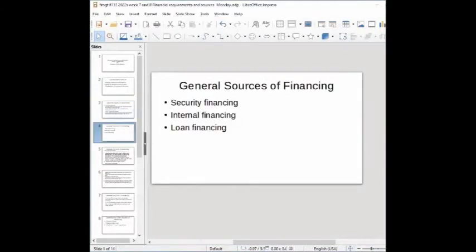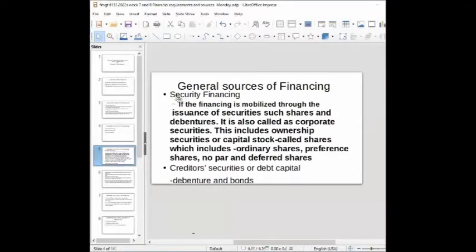So what are the sources of financing? Generally, it can get funds from security financing, internal financing, and loan financing. Let's discuss security financing first. If the financing is mobilized through the issuance of securities such as shares and debentures, it is called security finance or corporate securities.